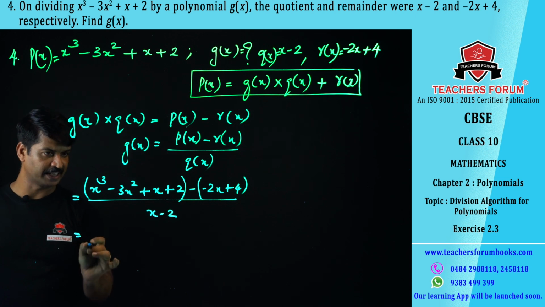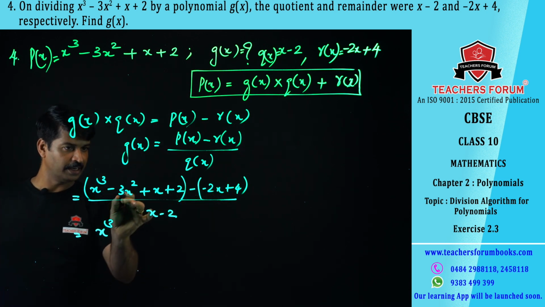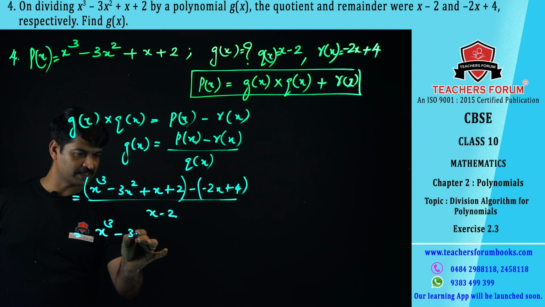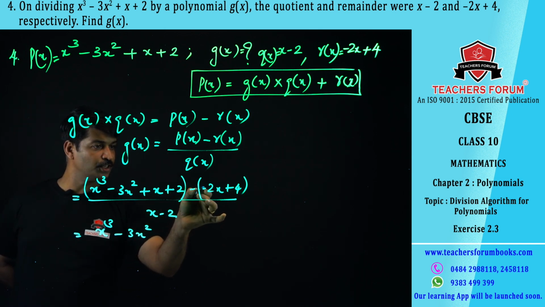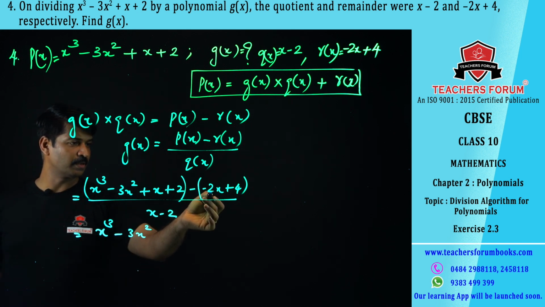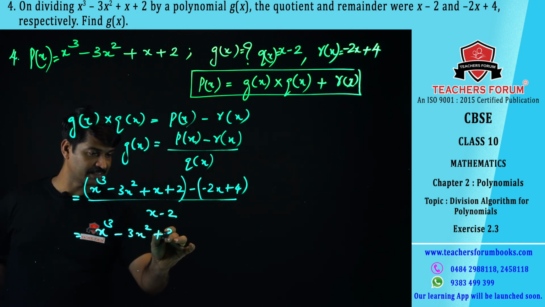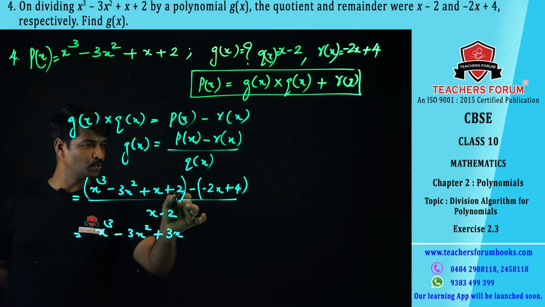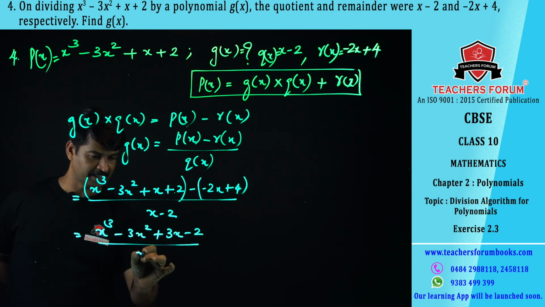Okay, let us solve once again. X cube, any other x cube terms? No. So x cube. Any x square terms? No. So minus 3x square. Here plus x, here minus into minus 2x. What is minus into minus? Plus. So it becomes plus 2x. So 2x plus x, that is 3x. Plus 2, minus 4. Minus 4 plus 2, that is minus 2 divided by x minus 2.